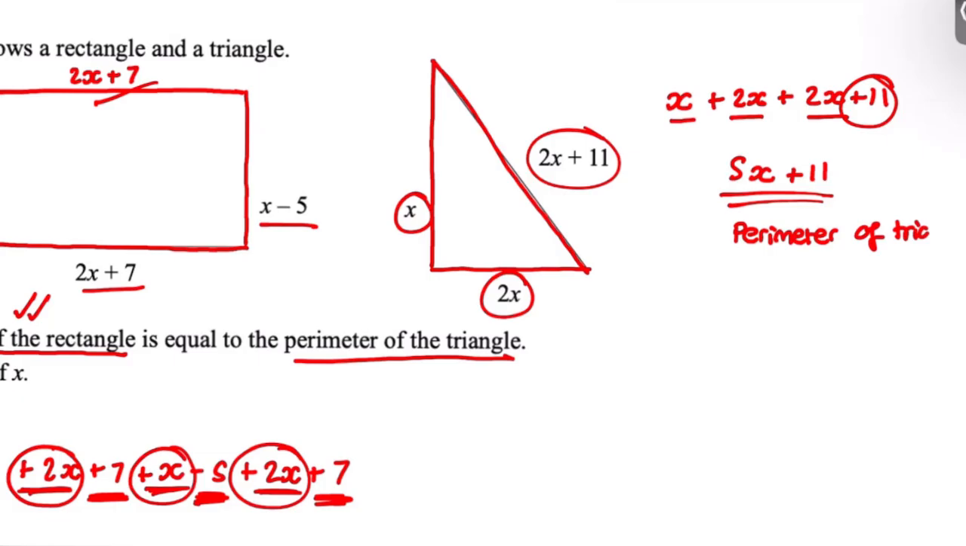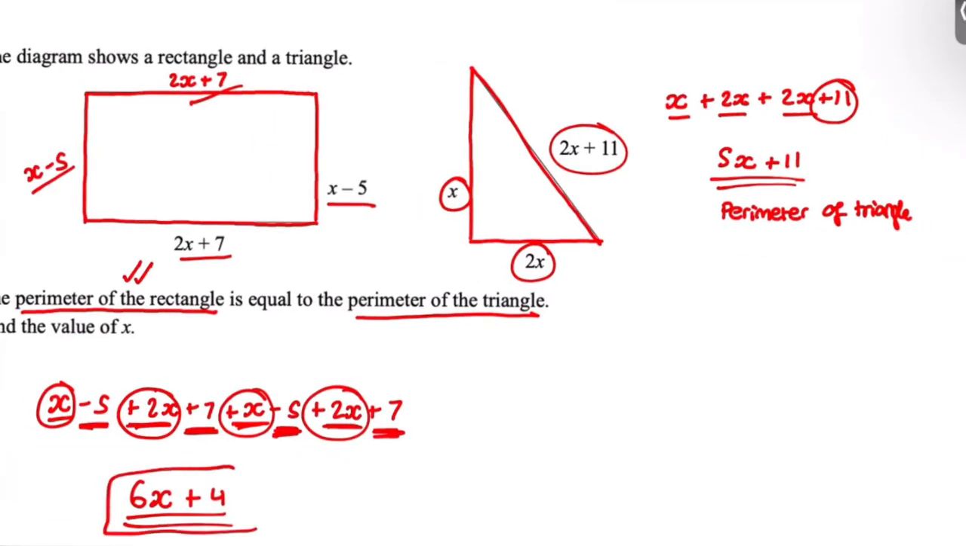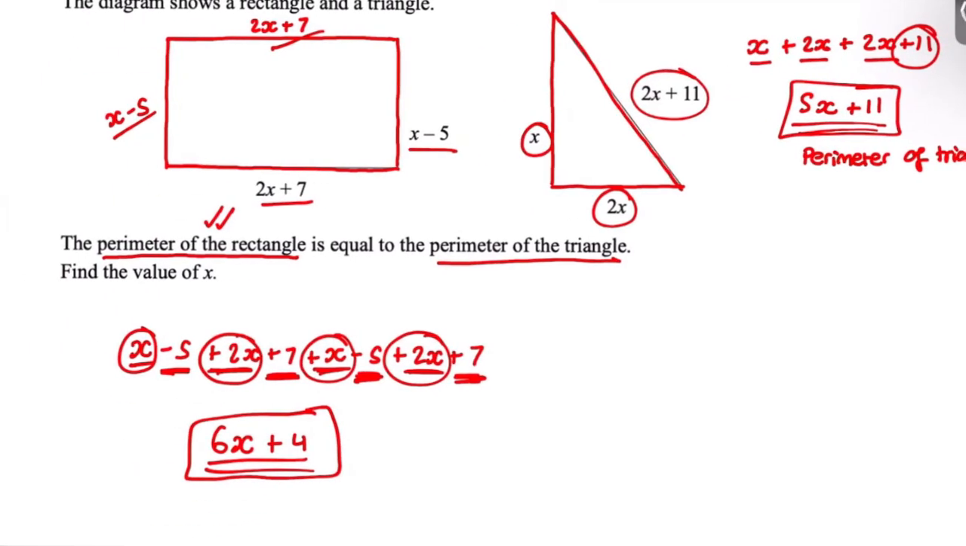So we know what the perimeter of the triangle is, and we know what the perimeter of the rectangle is. Okay, these two. Now what does the question say? The question says that the perimeter of the rectangle is equal to the perimeter of the triangle. So we know that this is the perimeter of the rectangle.